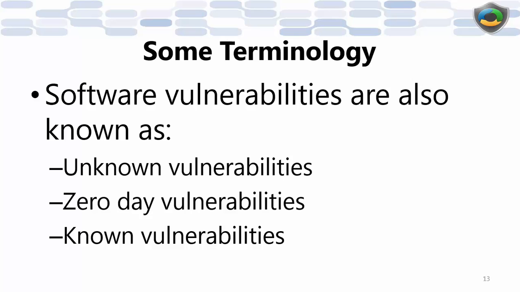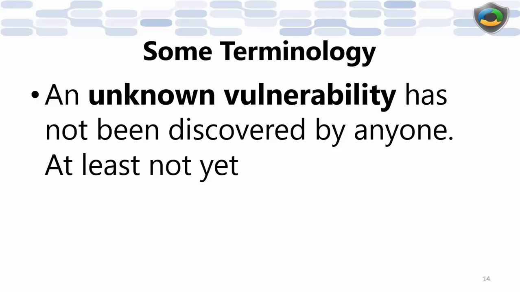All right, these different types of software vulnerabilities also go by 3 different names: unknown vulnerabilities, zero-day vulnerabilities, and known vulnerabilities. An unknown software vulnerability has not yet been discovered. All right, that doesn't mean it's not there. It is there, but it's there under the surface. And as we said, it hasn't yet been discovered.